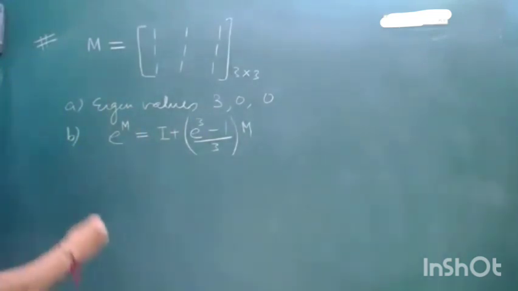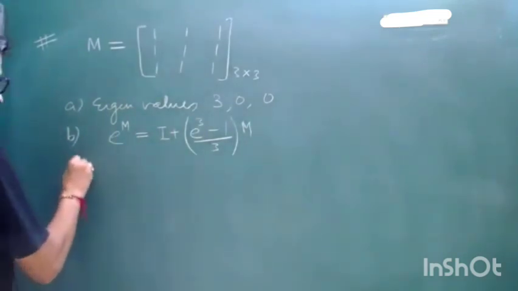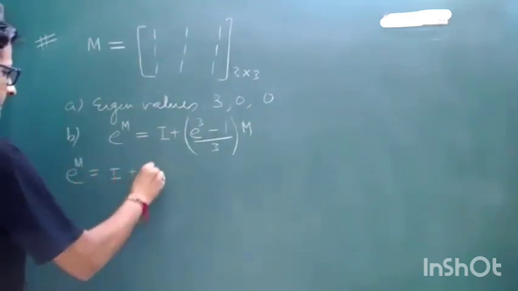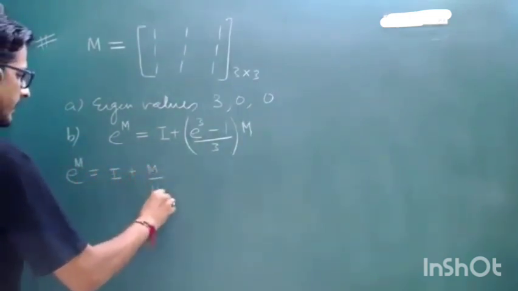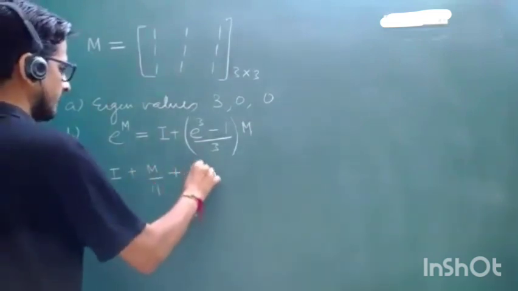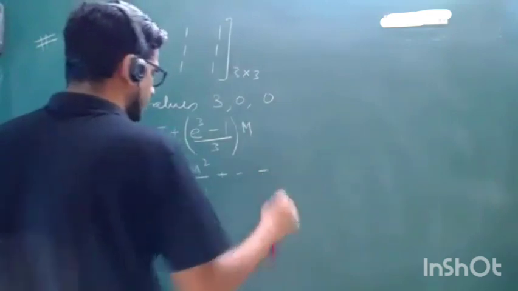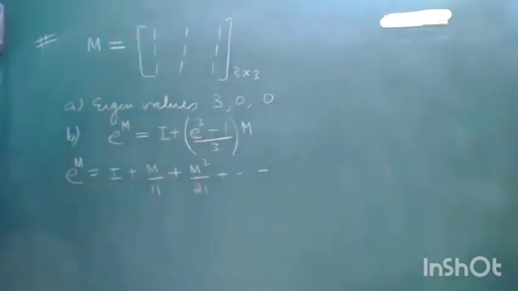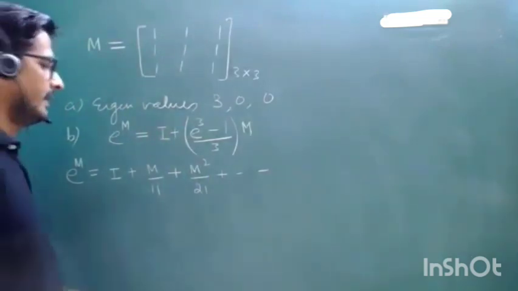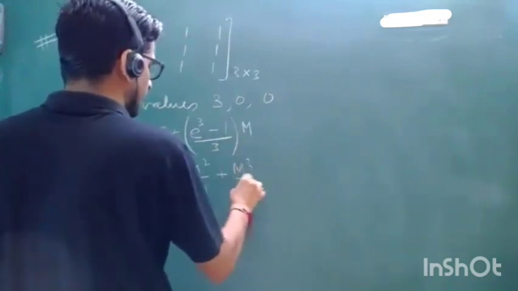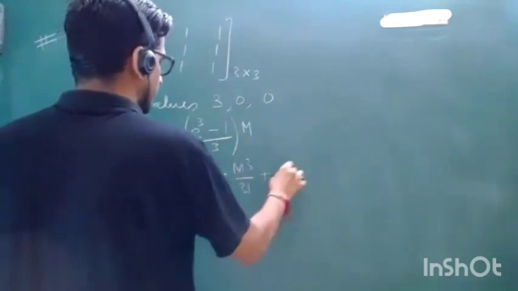So please see, e to the power m, I have told you, is I plus m by 1 factorial plus m square by 2 factorial plus dash dash dash. This is correct? This you know? And what are the values of this? m cube by 3 factorial plus dash dash dash.